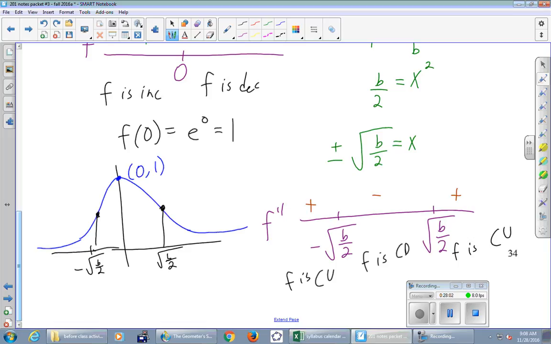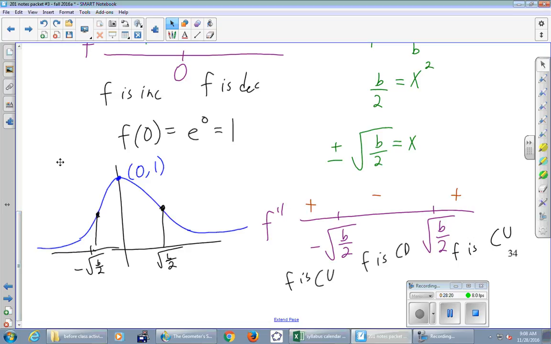And notice that I drew this thing without thinking about the concavity. I just said, hey, it's got to get close to the x-axis, and it's got to be increasing and then decreasing. But does the concavity match? Yeah, it's concave up, and then concave down in the middle, and then concave up again.